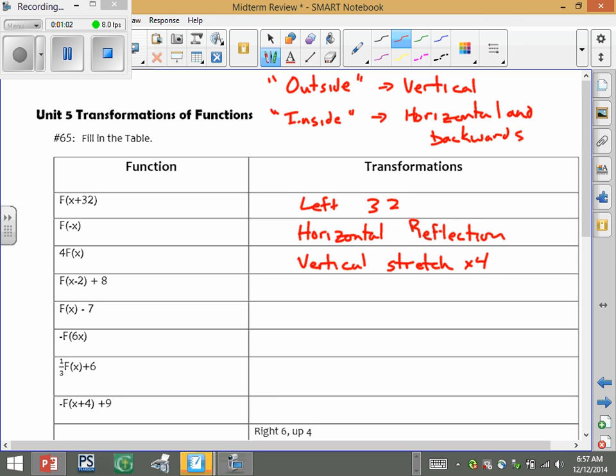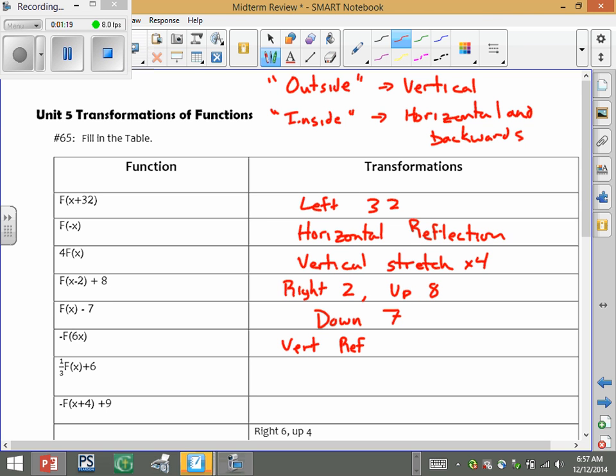Here we have a minus 2 on the inside and a plus 8 on the outside. Well, that minus 2 on the inside sends it to the right 2. That plus 8 on the outside sends it up 8. Minus 7 on the outside is just down 7. The negative tells me I need to do a vertical reflection.